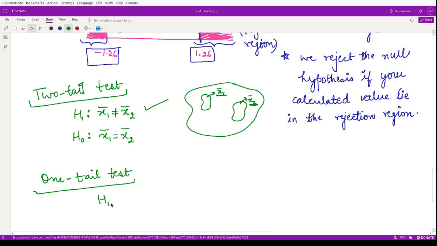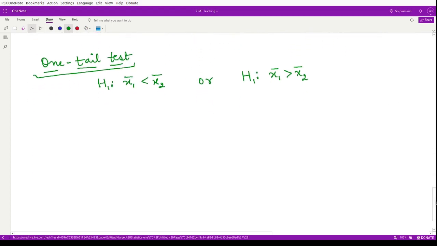If you have your alternative hypothesis as x1 bar is less than x2 bar, that means the mean of the first is less than the mean of the second, or you may have your alternative hypothesis as x1 bar is greater than x2 bar, that means the mean of the first sample is greater than the mean of the second sample. In both of these cases you have a one tail test. In this particular case, your critical region would change.